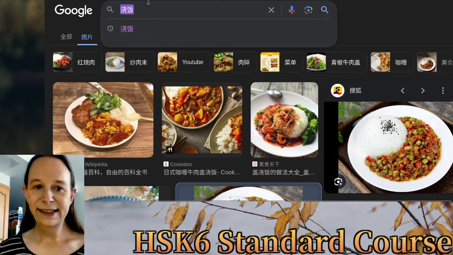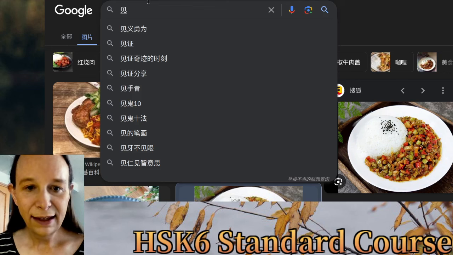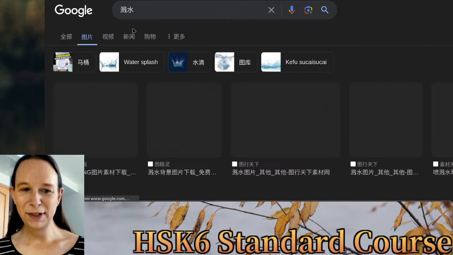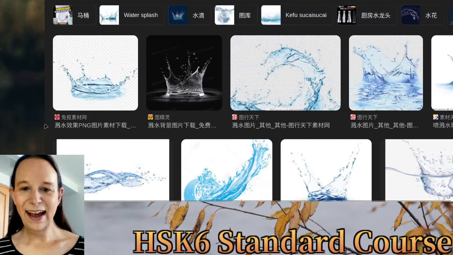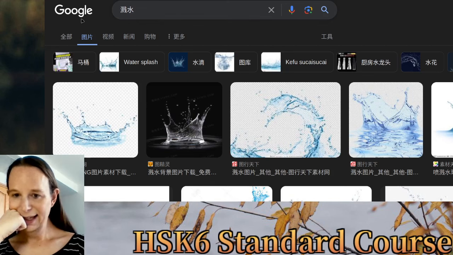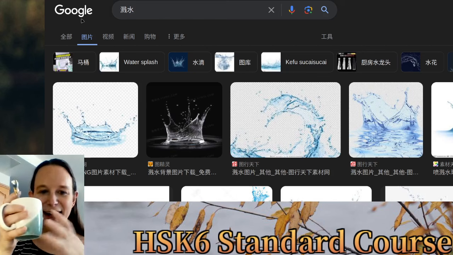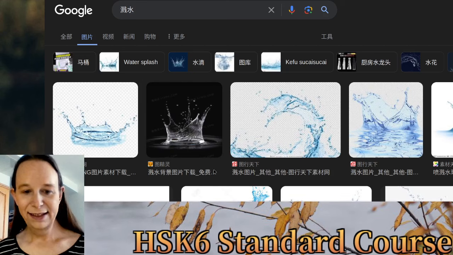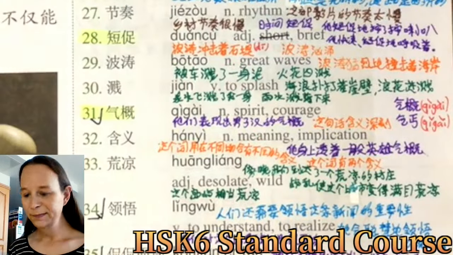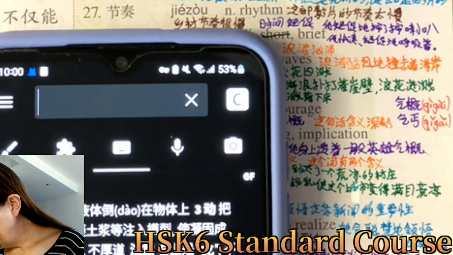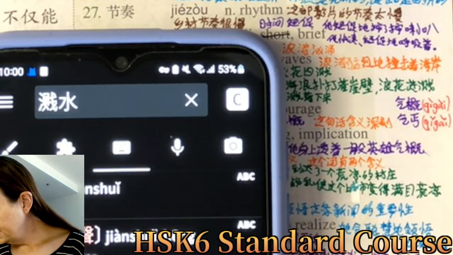Okay, so we're looking at jian. Sorry, it's a fairly rare character, so it takes time to find it. Jian, meaning spill water. This kind of spill. Maybe you have a cup and bang it on a table and then water splashes out. I think that's what it means. It's a little bit different to sa and jiao. Maybe totally different, in fact. Okay. Jian shui. Splash water.